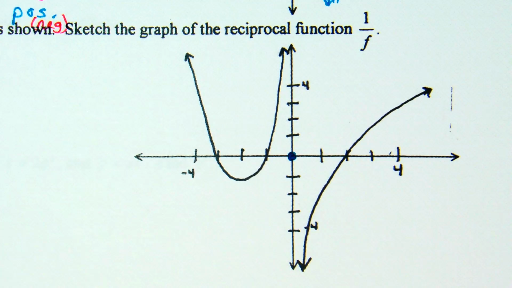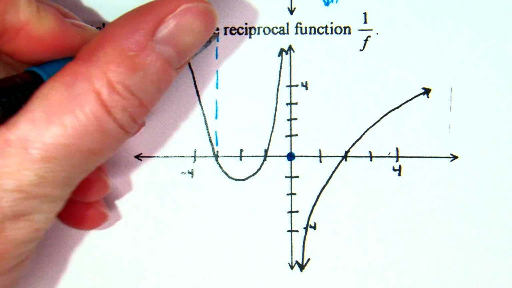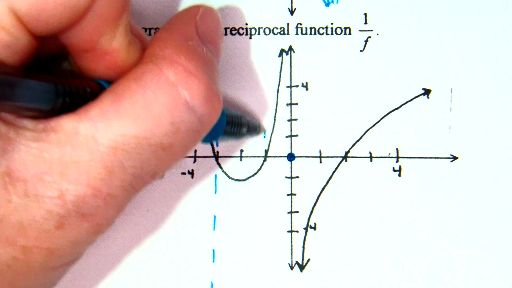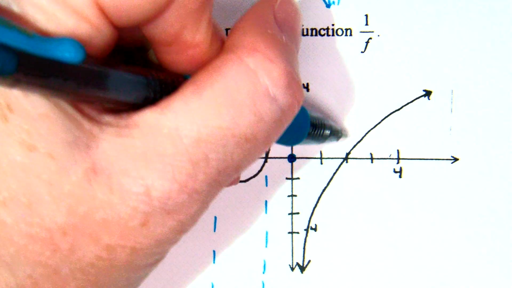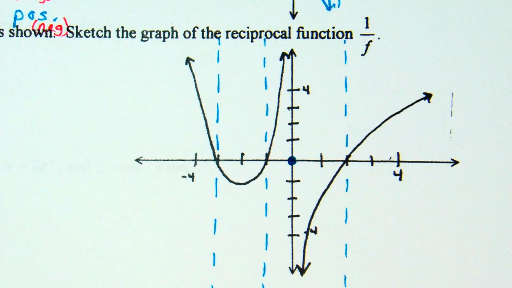Can we agree? Do we see 3 zeros? Yes. So each of these zeros, I'm going to draw in asymptotes. So I drew in an asymptote at -3, an asymptote at -1, and an asymptote at 2. Okay, my zeros and asymptotes have switched places. Points where y equals 1 or -1 stay.